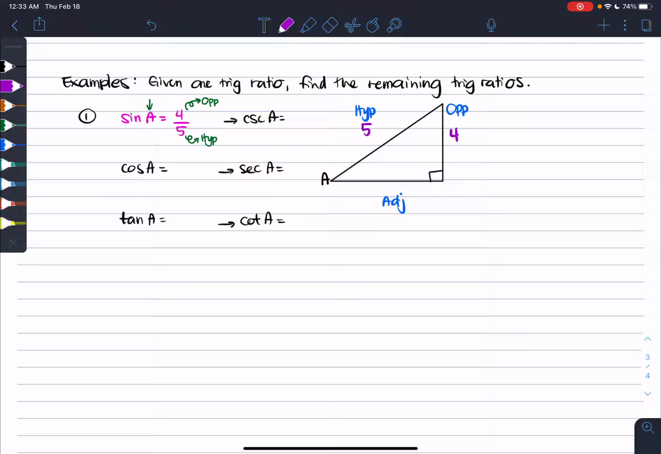So now our goal here is to figure out what is the length of our adjacent side. This is where we're going to use Pythagorean theorem to solve. So here we know that it's a leg squared plus leg squared is equal to hypotenuse squared. I'm going to let A represent my adjacent side, B represent my opposite side, and C represent my hypotenuse, because C and hypotenuse, they like to stick together.